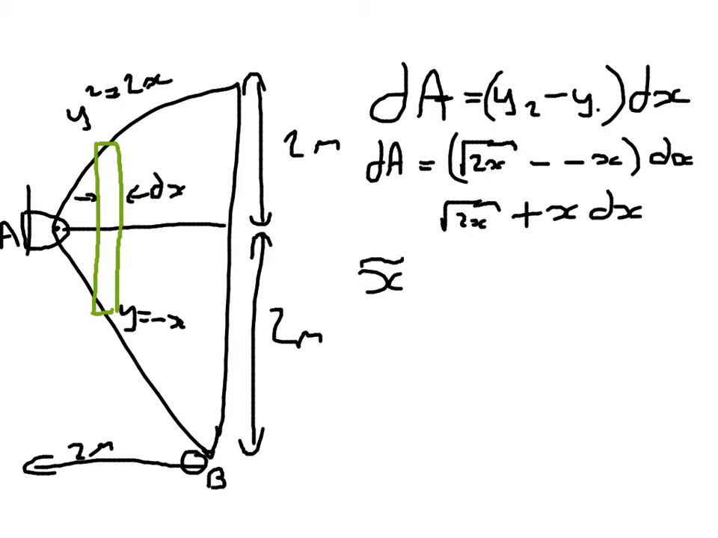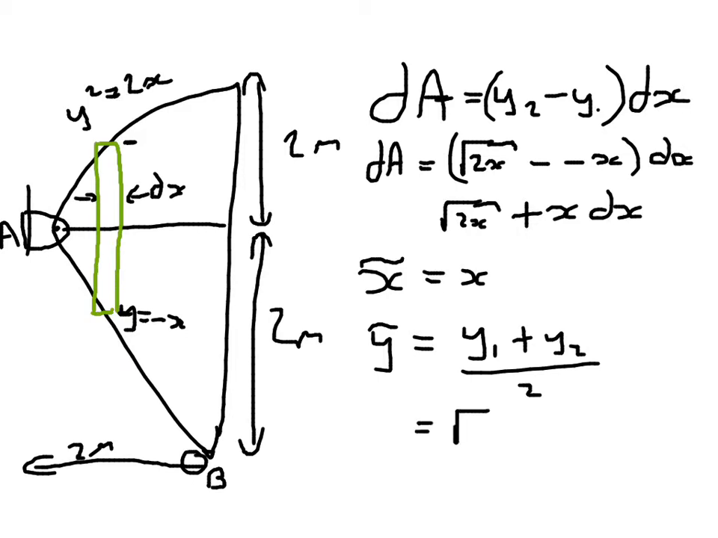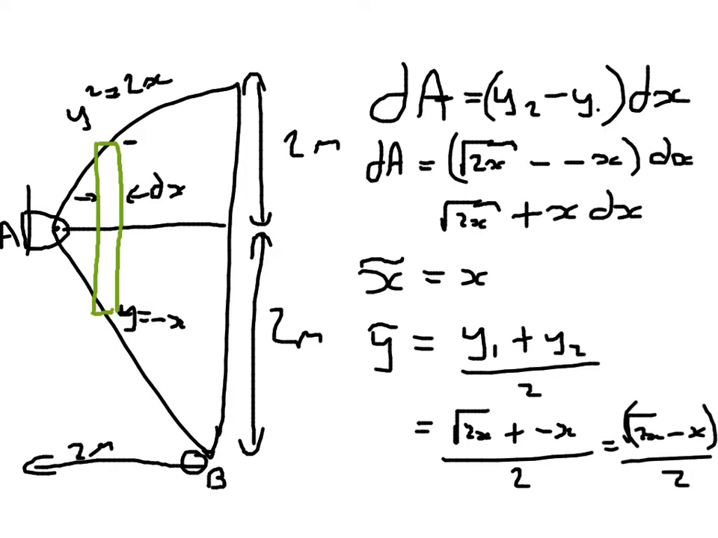X tilde is just going to be x, it's a position along the x-axis that we're moving that rectangle at any one point. And y tilde is going to be the average between the top and the bottom. The middle is going to be between the top and the bottom. So it will be y1 plus y2 all over 2. So that's going to equal root 2x plus minus x all over 2, which is root 2x minus x over 2. So now we've got our dA, our x tilde and our y tilde, we can solve this like before.